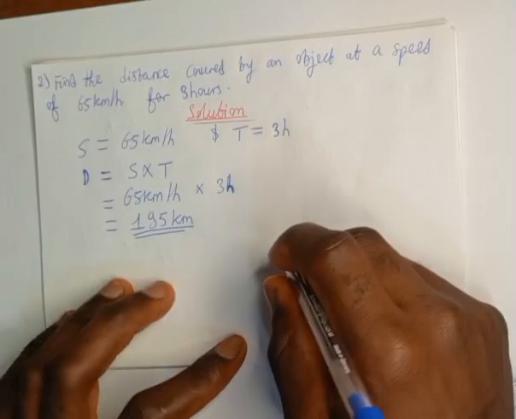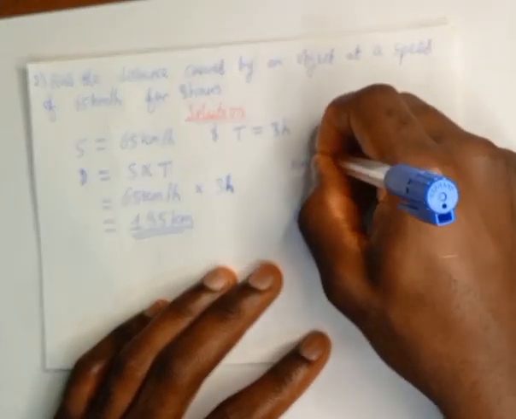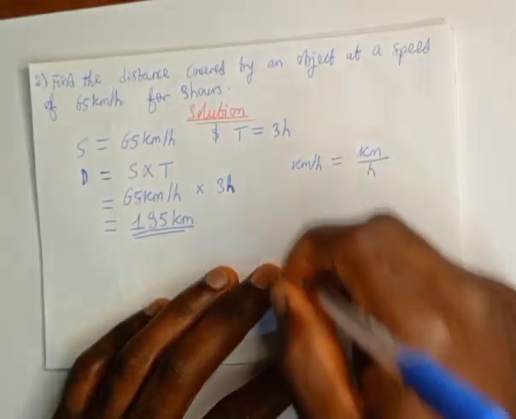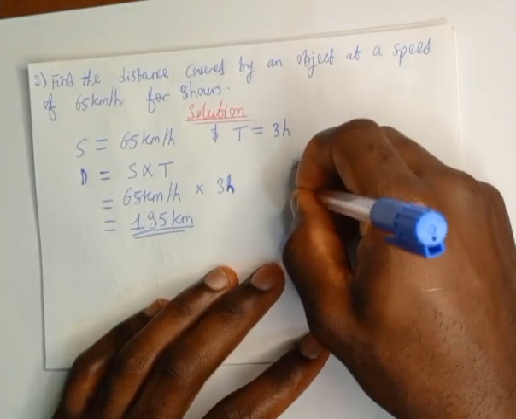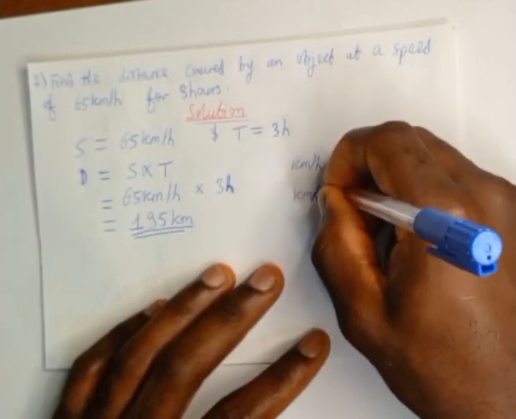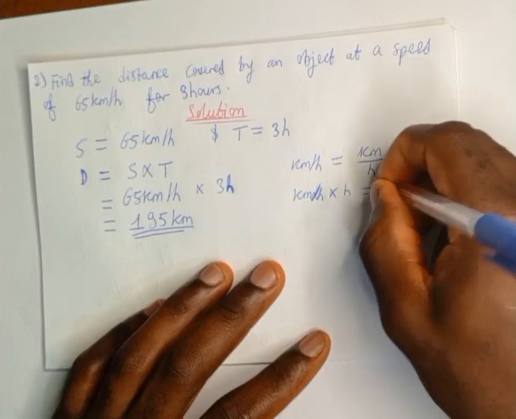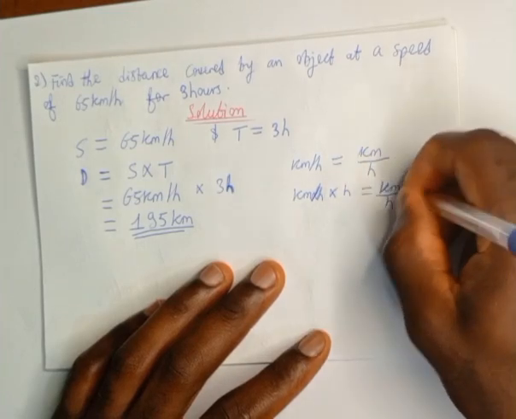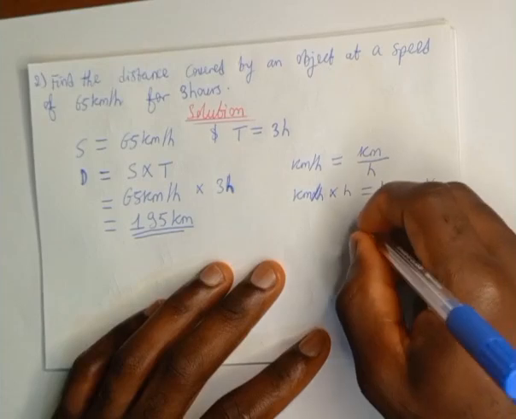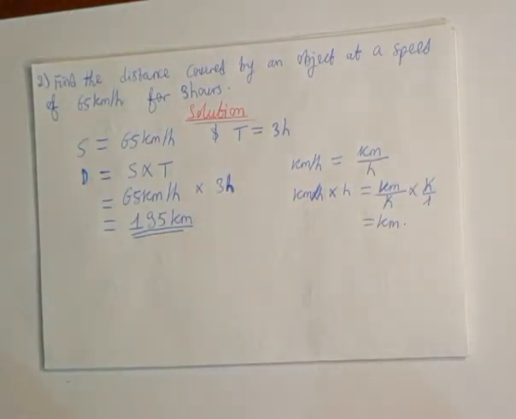The reason why the unit is kilometers: if you take kilometers per hour, it is the same as kilometers over hour. If you take kilometers per hour times hour, it is the same as kilometers over hour times hour over 1. The hours will cancel, and we are simply left with kilometers. That's why we have kilometers here.